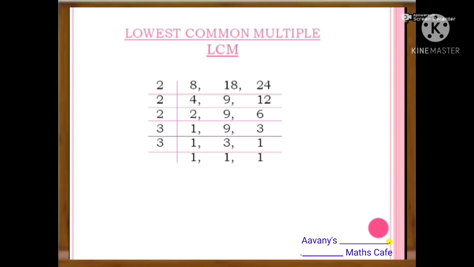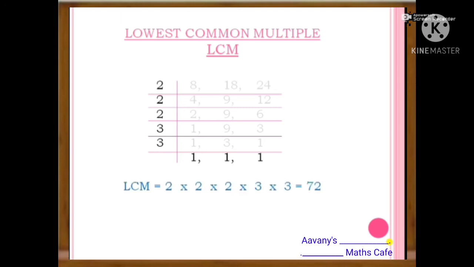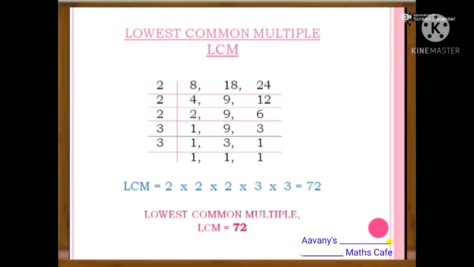Now what do we have to do? We have to multiply the divisors which we get on the left, that is 2, 2, 2, 3 and 3. So we'll get 2 into 2 into 2 into 3 into 3, that is 72. So the lowest common multiple of the numbers 8, 18 and 24 is 72.